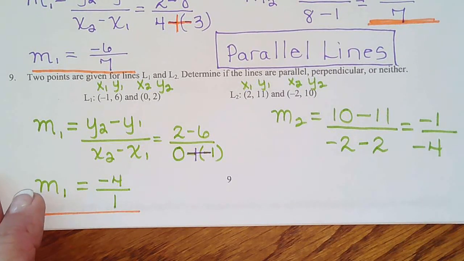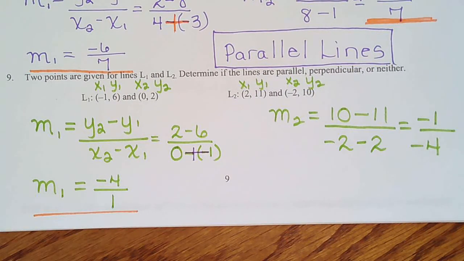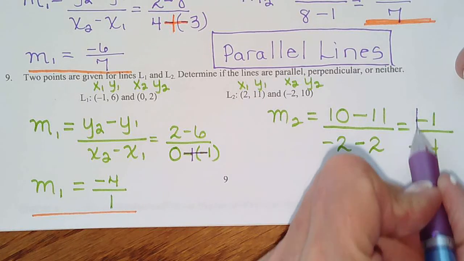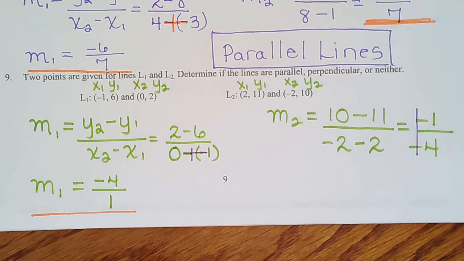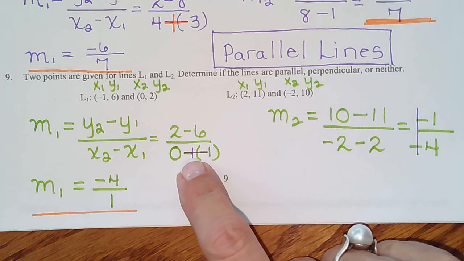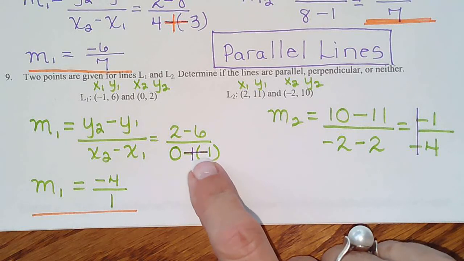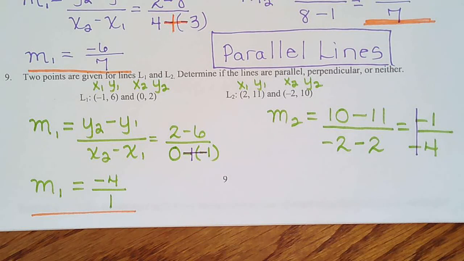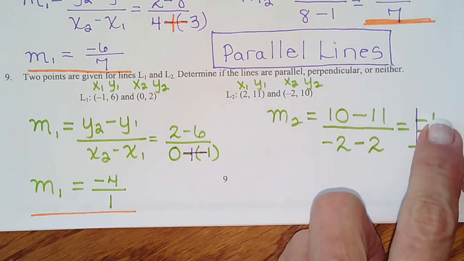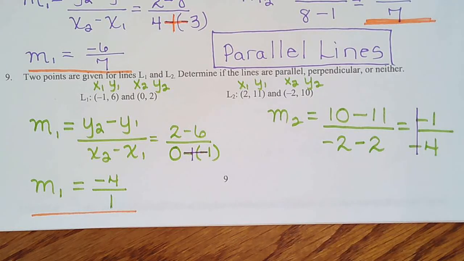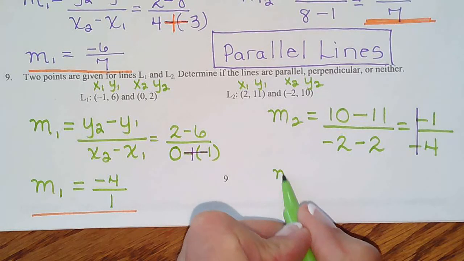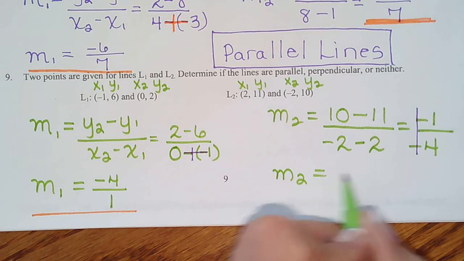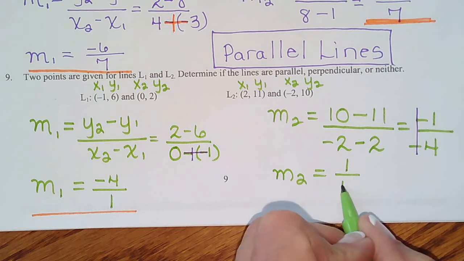Ooh, what did our teacher tell us about that double negative? It's always a positive. A negative divided by a negative is always positive, just like subtracting a negative is always positive. So double negatives, positive. So 10 minus 11, negative 1, negative 2 minus 2, negative 4. So the second slope is positive 1/4.